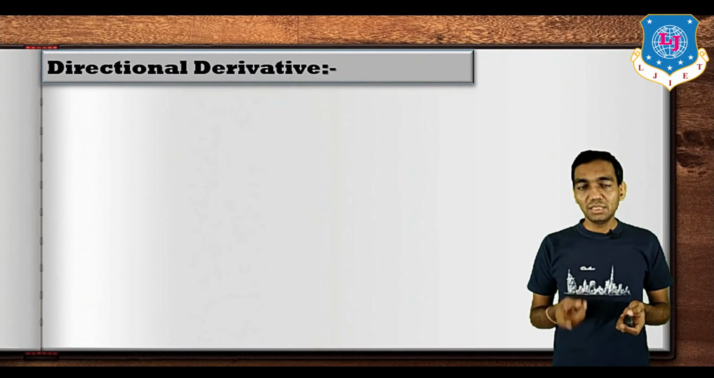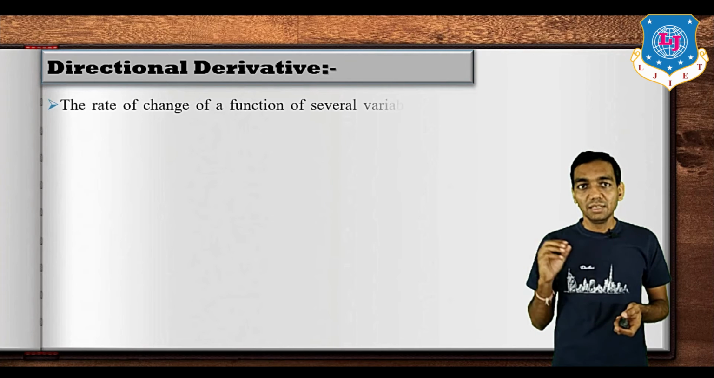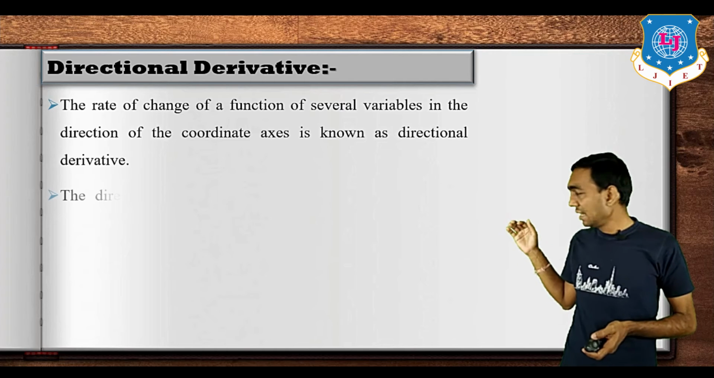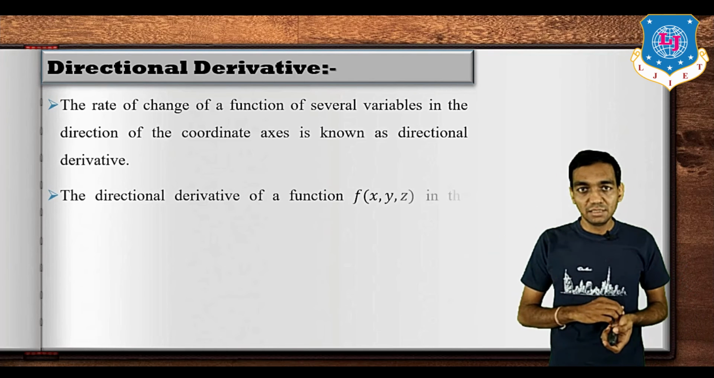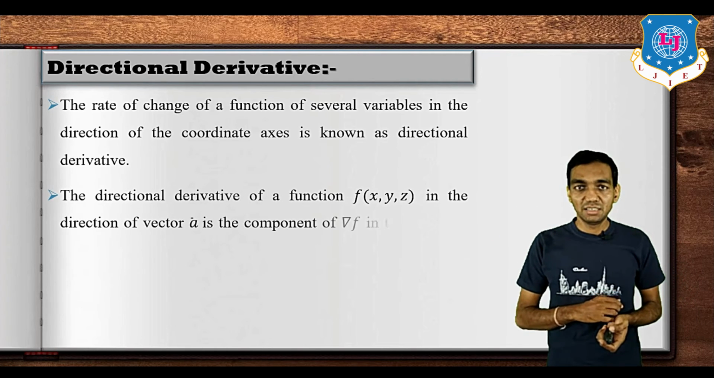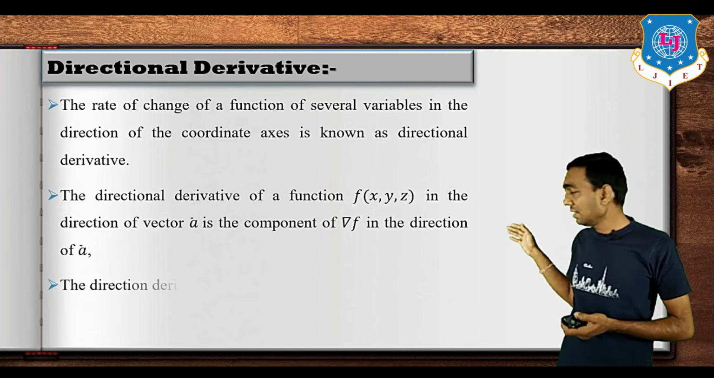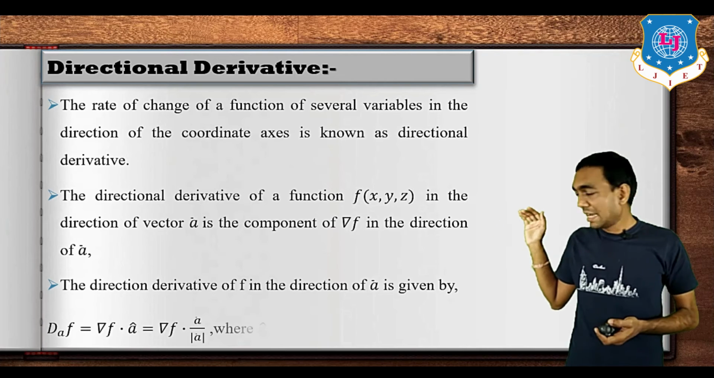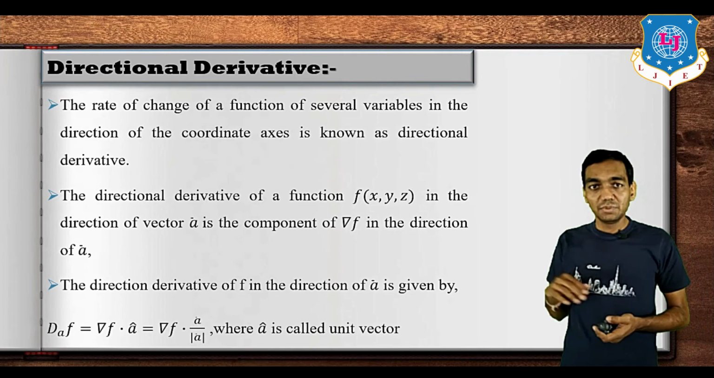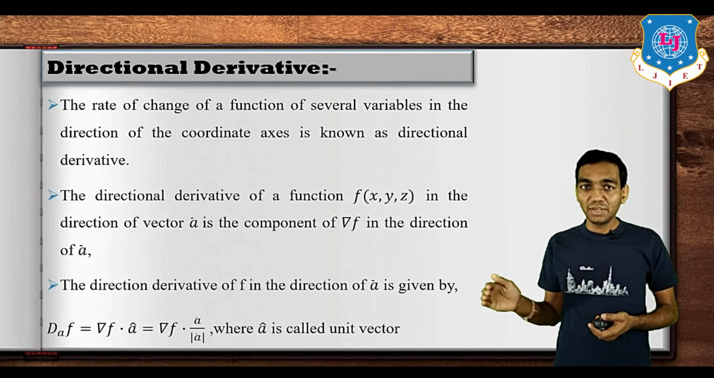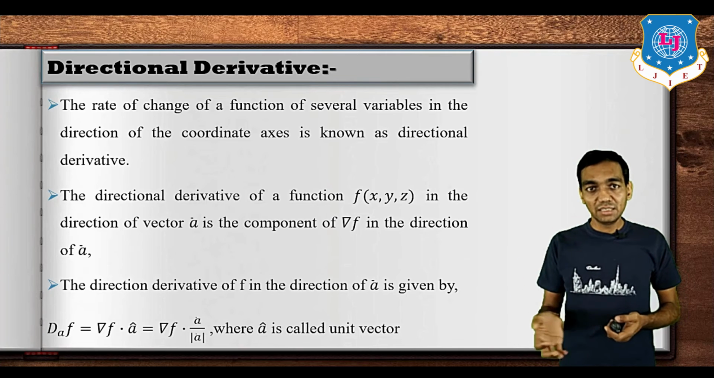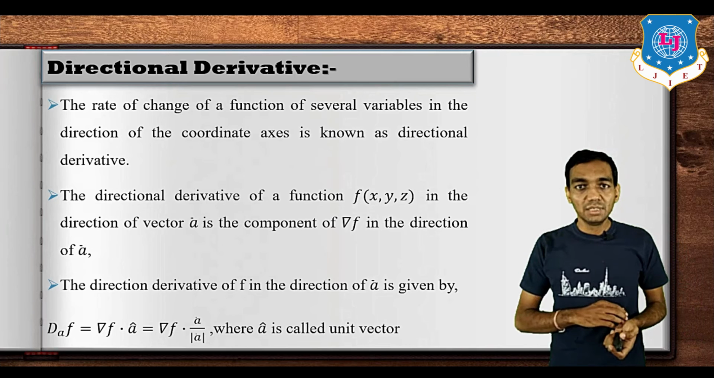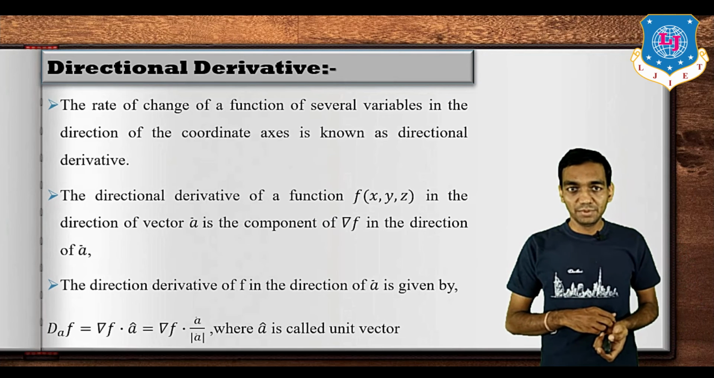Now we are going on to the directional derivative. The rate of change of a function of several variables in the direction of a coordinate axis is known as a directional derivative. The directional derivative of any function f of x, y, z in the direction of a vector a cap, that means we are taking the unit vector in which we are finding the directional derivative, is a component of grad f in the direction of a cap.